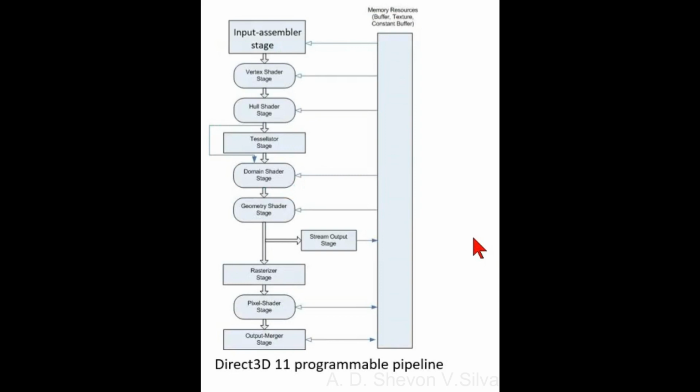The Direct3D 11 programmable pipeline is designed for generating graphics for real-time gaming applications. This diagram shows the data flow from input to output through each of the programming stages.